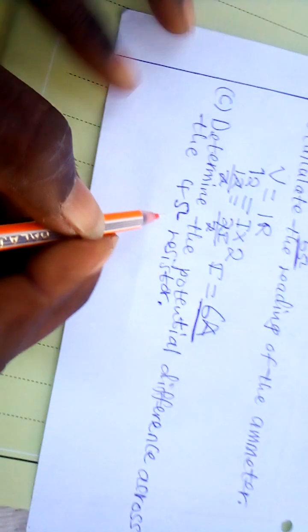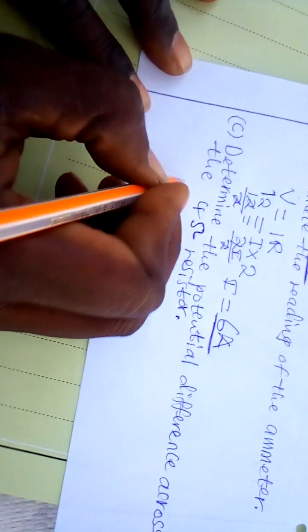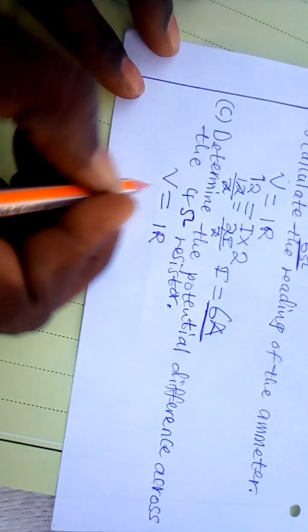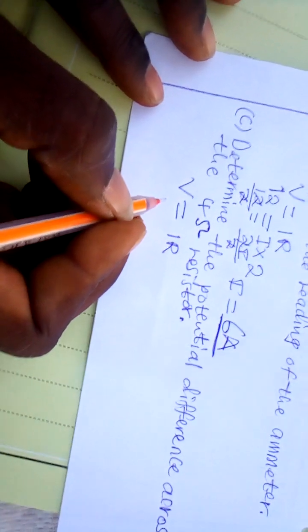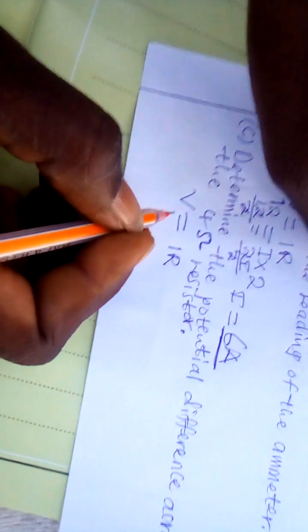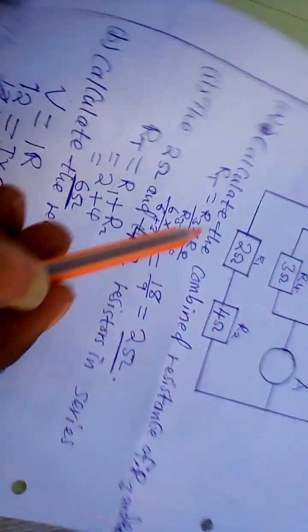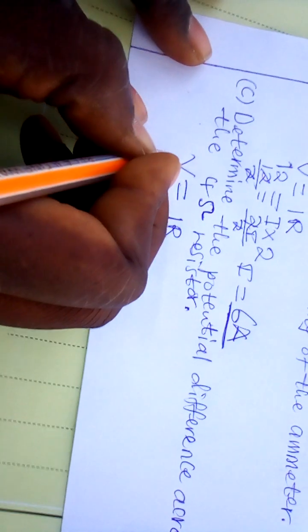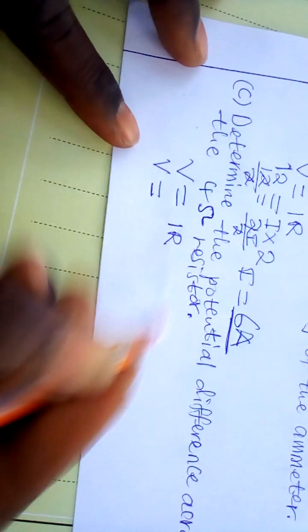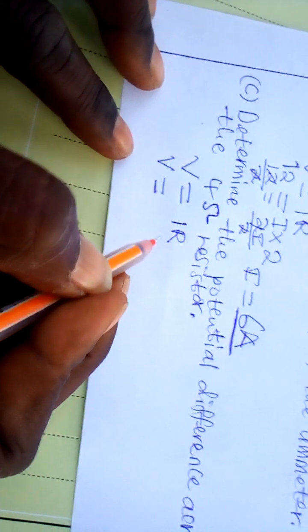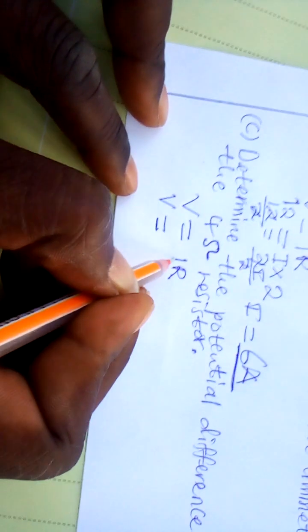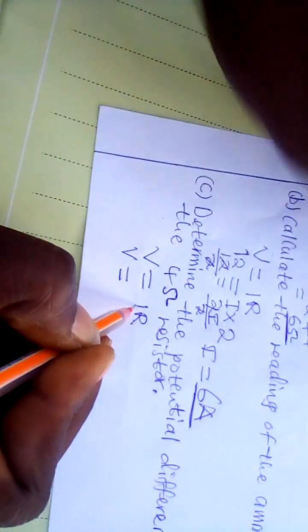So I'm going to calculate voltage here now. I'm going to say voltage is equal to IR. Now they are saying voltage across what? Across the 4 ohm. So how are we going to calculate the voltage for this one? Our voltage is equal to, of course we know the value of R because we are going to use 4 ohms. But in this case we don't know the current which is circulating in this circuit.